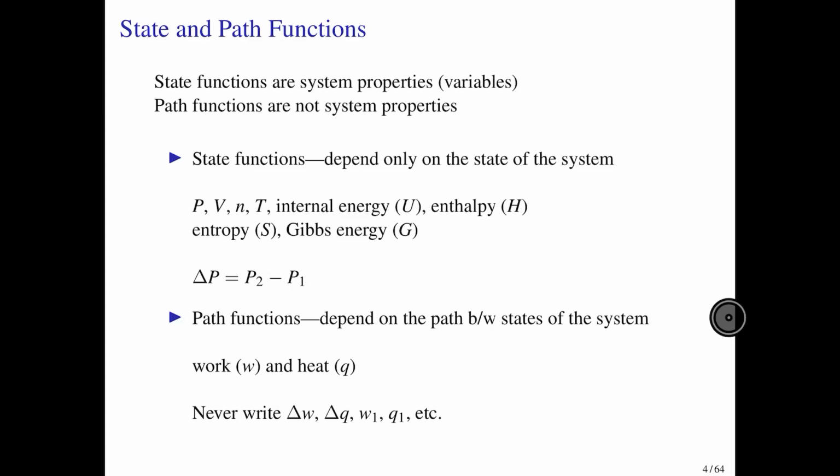Another way of characterizing quantities in thermodynamics is by designating them a state function or a path function. State functions are properties of the system, for example, the variables that we've looked at. They depend on the state of the system, and they are considered a property of the system. Path functions, on the other hand, are not system properties. They do not depend on the state of the system. In fact, they only are detected when the state of the system changes. They are associated with the path between two states.